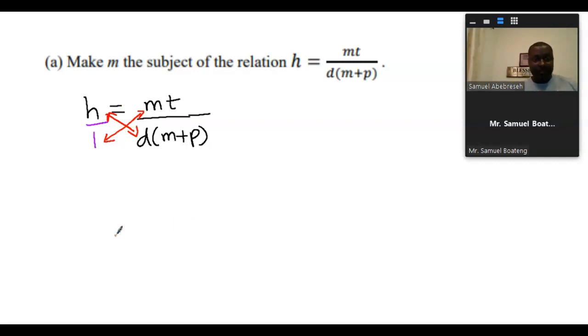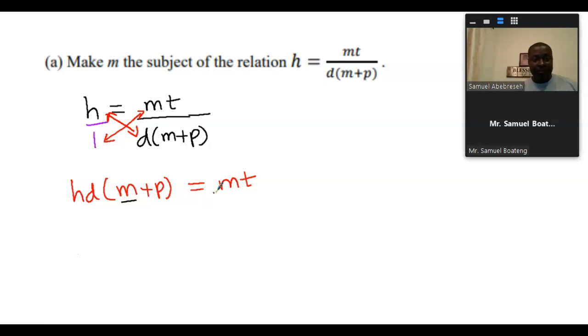You are going to have hd(m + p) = mt. I've told you that you shouldn't forget about what you have been asked to make the subject. So at every step, you keep in mind that we have to make m the subject.